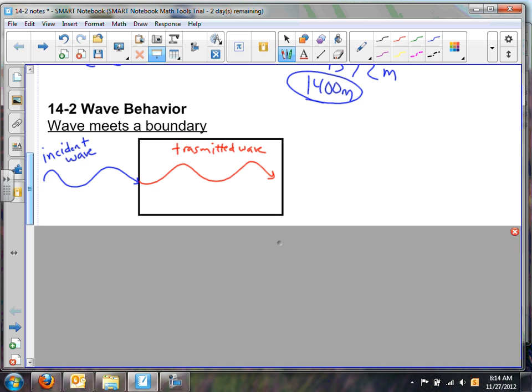Or what else could happen to this wave? If it's not transmitted, nice typo here, transmitted, it could be reflected. And if it's reflected, it could look like this. So the green represents the reflected wave. So the wave energy will either be transmitted into the new medium or reflected back.